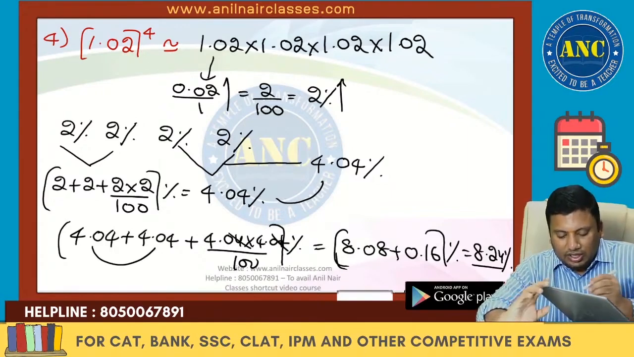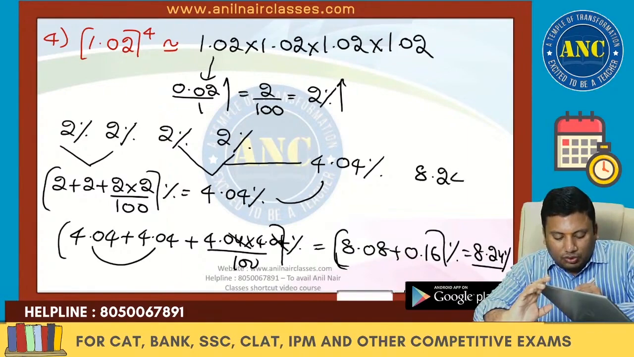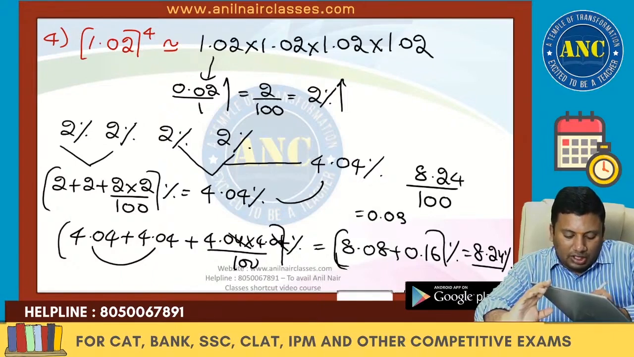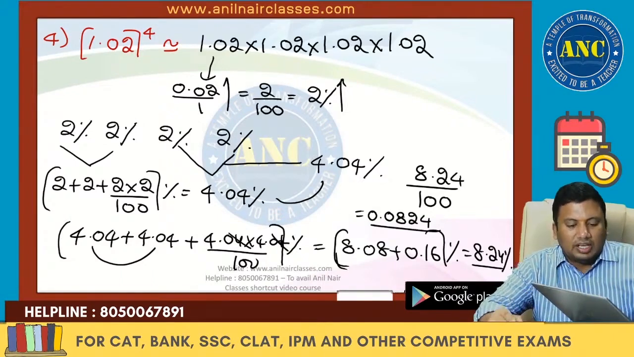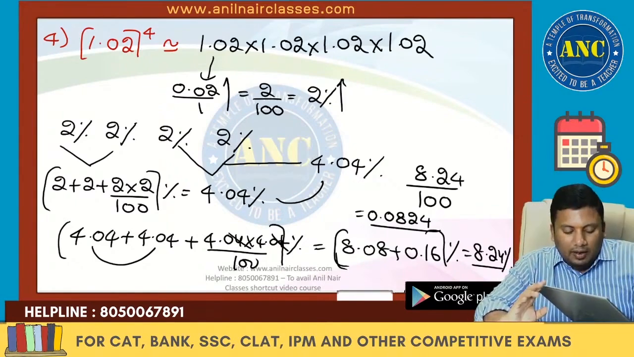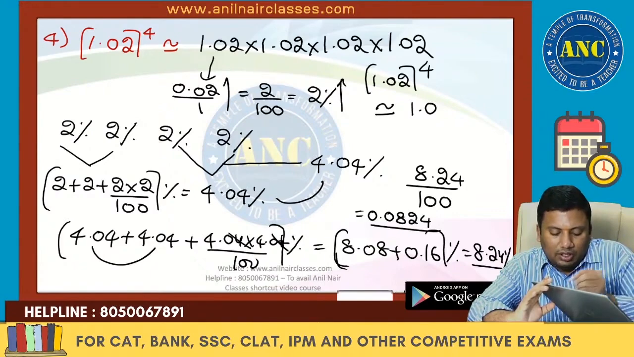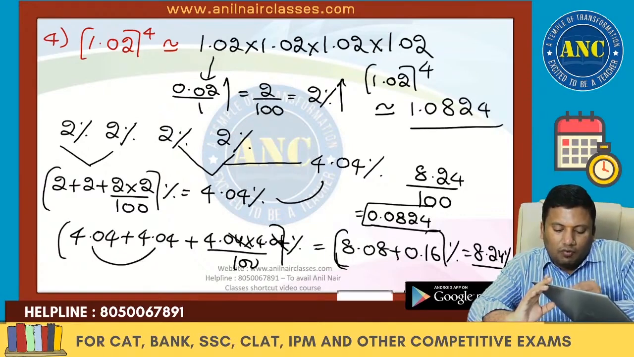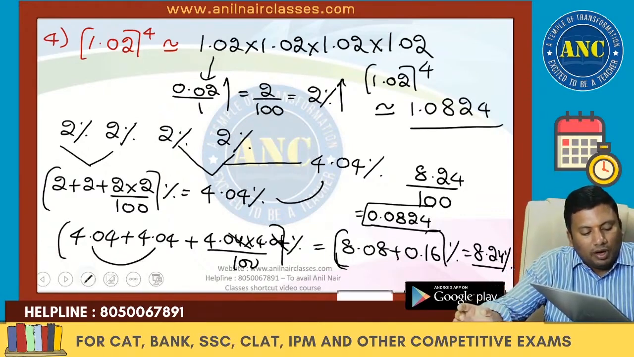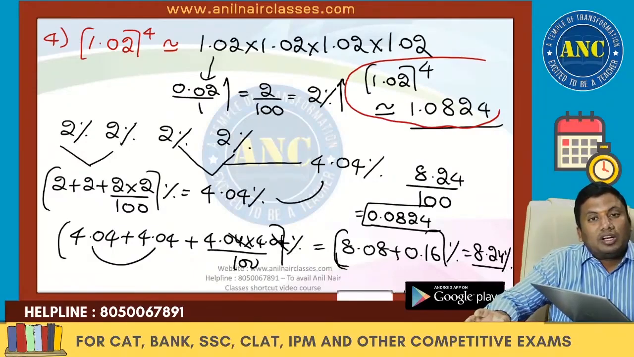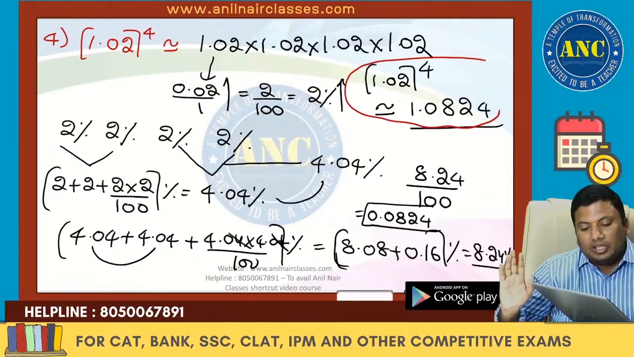8.24 percentage. This is nothing but 8.24 divided by 100, which is 0.0824. 2 percentage 4 times is approximately 0.0824. So 1.02 power 4 is very close to the value. It is an increase of 0.0824. So the answer is 1.0824. 1.02 power 4 is close to 1.0824. I hope this idea is clear.